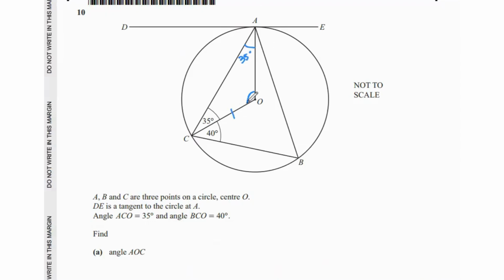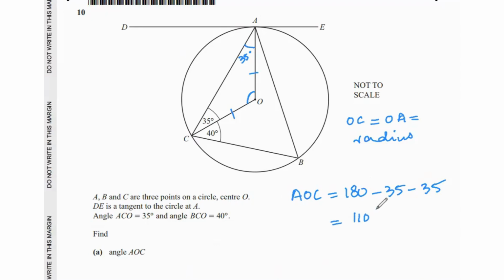Why? Because OC is equal to AO, and the reason for that is that OC and AO represent the radius. Radius is any line that comes from the center of the circle and touches the circumference. So OC is also coming from the center and touching the circumference, and same for OA. So since they're both 35, triangle AOC is an isosceles triangle. So in an isosceles triangle, we can subtract both the 35s from 180 to find the missing angle, which in this case is going to be 110.